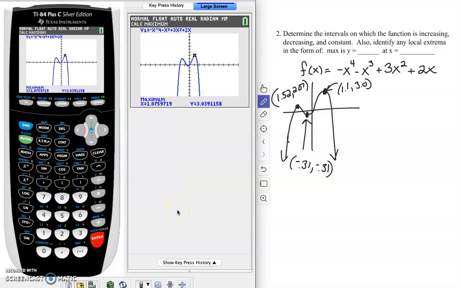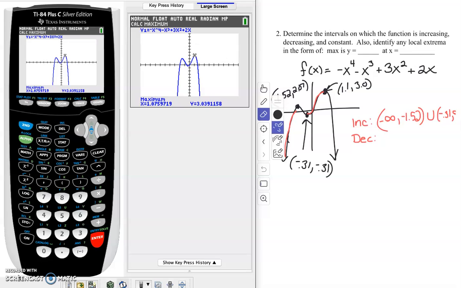Okay, now let's talk about where this is increasing. It's increasing here and here on those red curves. So that's going to be negative infinity to negative 1.52, union negative 0.31 to infinity. I just made an error. Not negative, to positive 1.1.